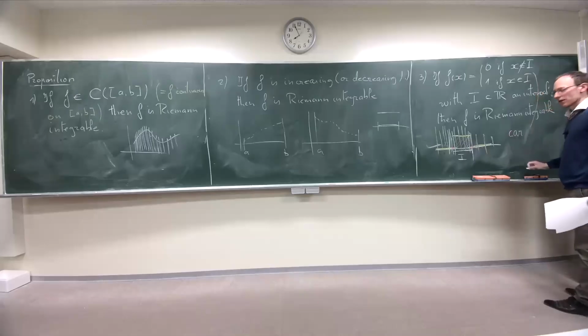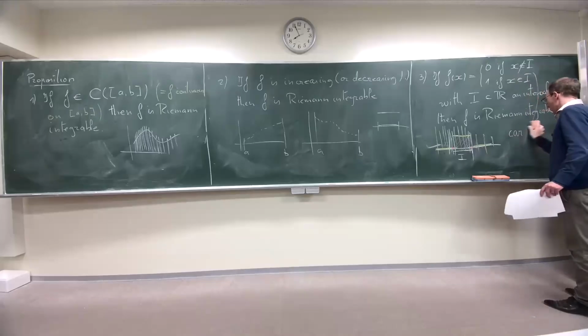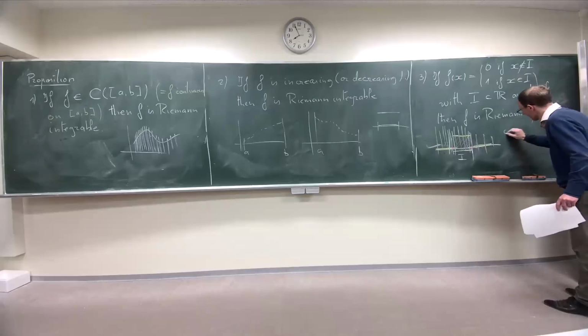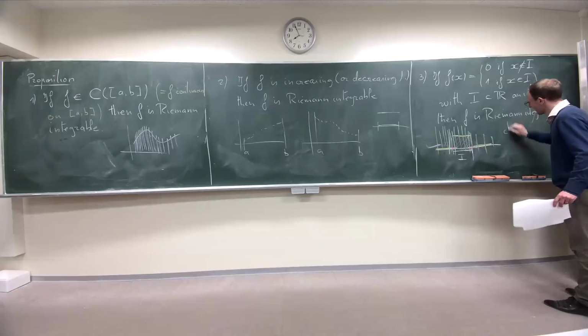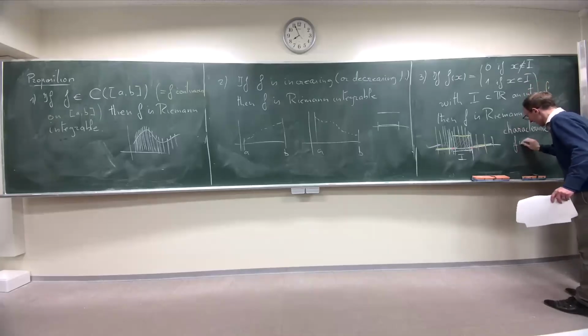Sorry? What 0 and 1? The one taking value 0 and 1. My problem is I never know how to write characteristic. See, there is an H. Yeah. My problem is H.